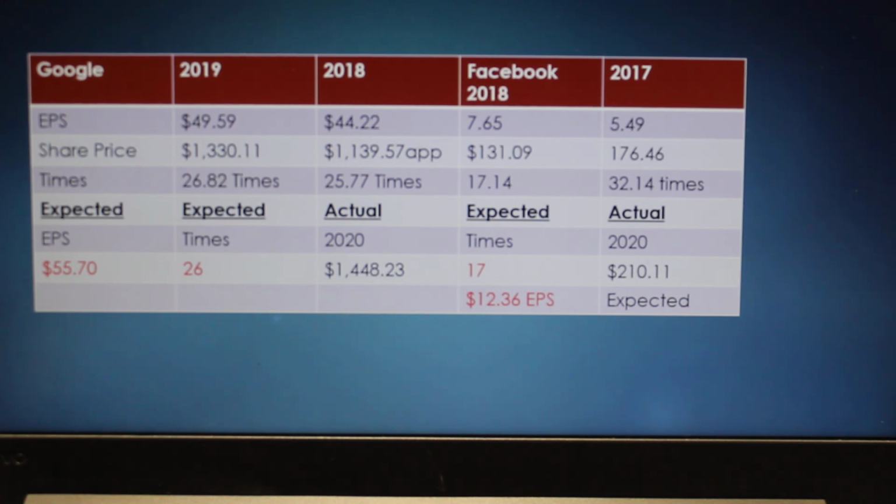$131.09. Now, if we were to look at a forecast for 2020, we know the actual share price as of the current date in 2020 here is $210.11. Now, if we were to use the previous times of 17, we can work out the expected earnings per share of $12.36. So it would maybe double the earnings for the previous period.